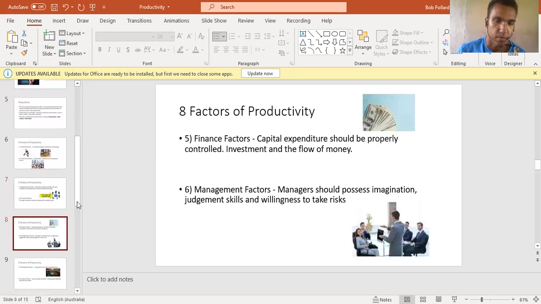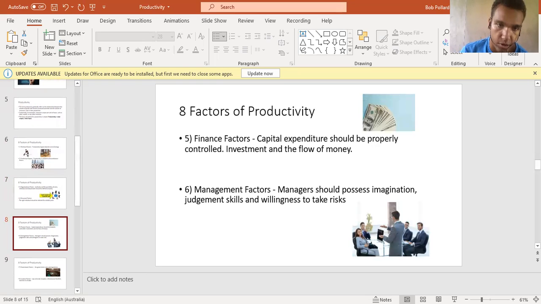The fifth factor is the finance factors. This is to do with money. The capital expenditure should be properly controlled. The investment and the flow of money. So productivity relies on the finance. Finance is the lifeblood of the modern business.